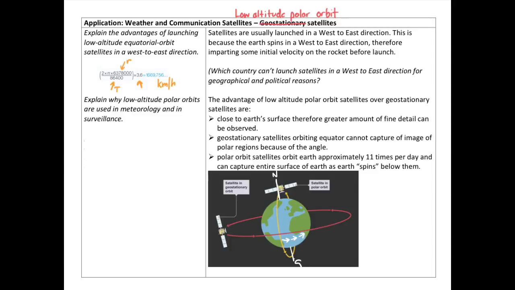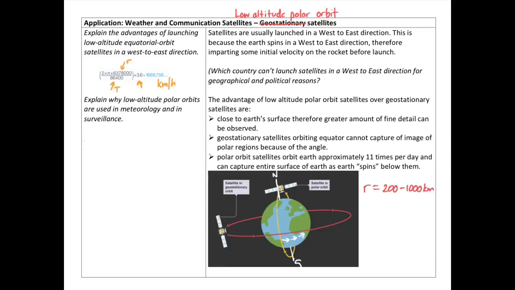So, what are the advantages of these low altitude polar orbit satellites? I think these are all fairly obvious. Firstly, because they're close to the Earth's surface, a greater amount of fine detail can be observed. So whether we're looking at weather patterns or surveillance, we get much greater detail from a low altitude satellite. I didn't say this here, but typically these might range from about 200 kilometres to 1,000 kilometres radius. So sort of 200 to 1,000 kilometres would be typical radii of the low altitude satellites. Probably mostly closer to 200, I think.